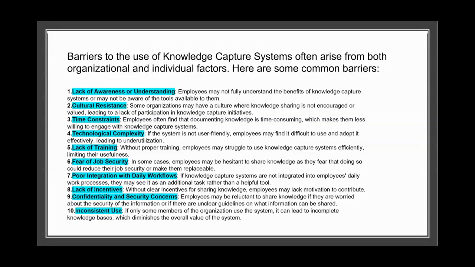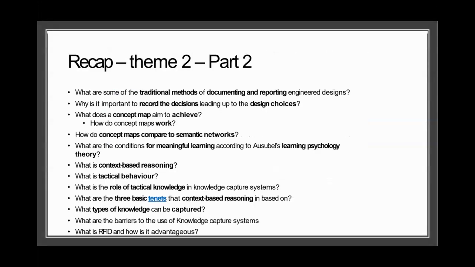Inconsistent use. If only some members of the organization use a system, it can lead to incomplete knowledge bases, which diminishes the overall value of the system. Okay? Very self-explanatory, but there you have it. Okay? So that's a recap of what we covered, not only today, but also last week.